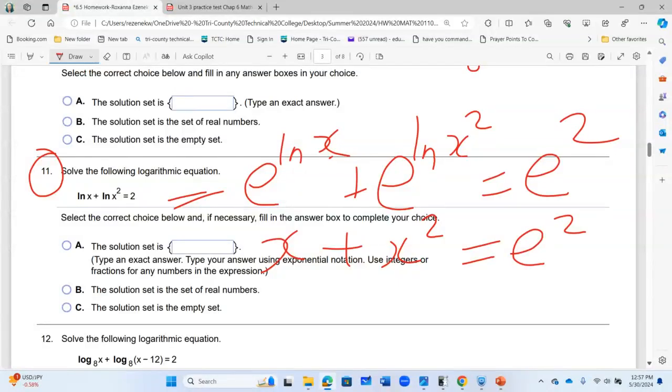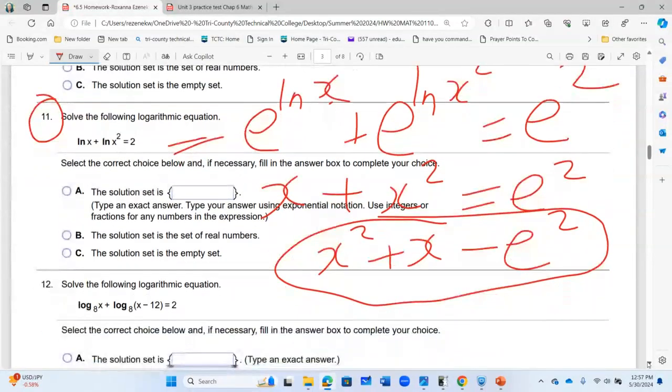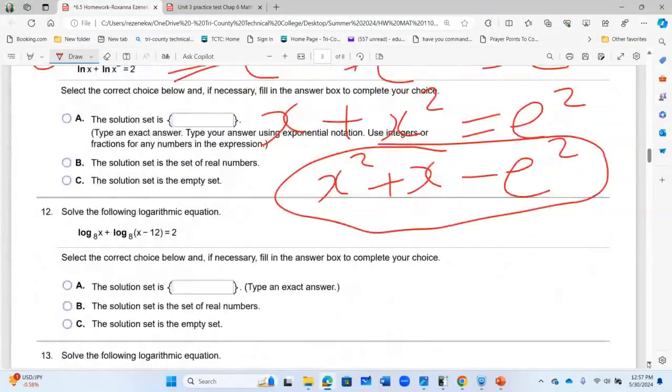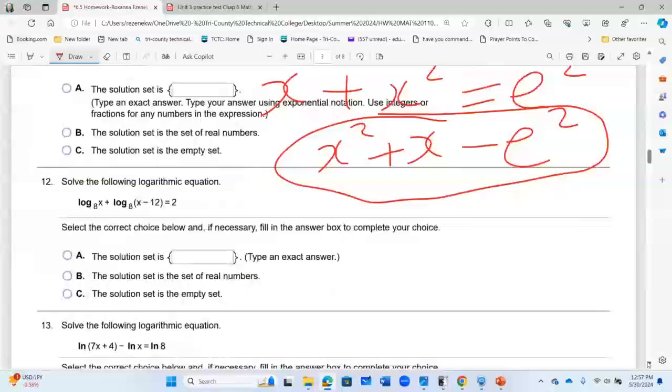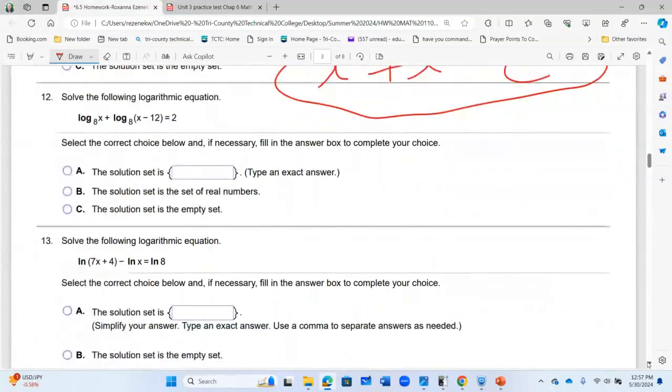And so we have a quadratic function, x squared plus x. Remember, we have already solved quadratic functions. I'll put this one to the left, e to power 2, which is now a constant. You can now solve this equation with the quadratic formula, and you can get the answers now. It's easier to solve, and you get two values of x. The negative value is not a real solution. Let's look at number 12.